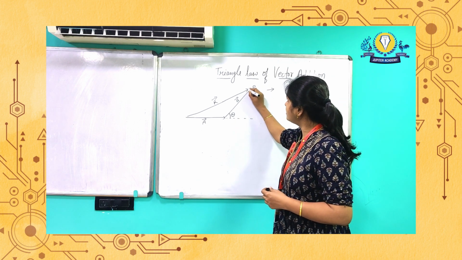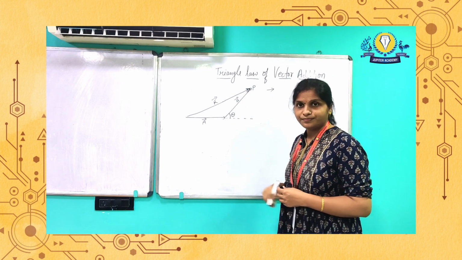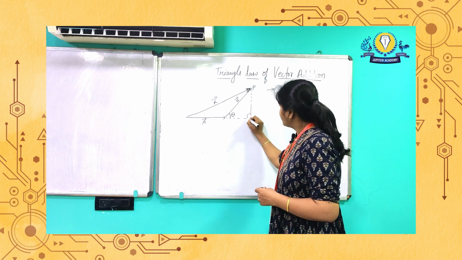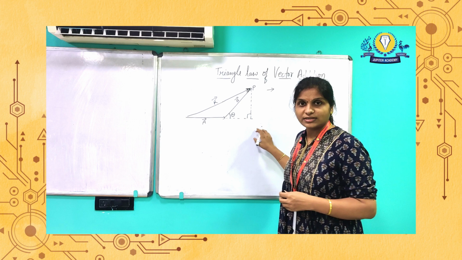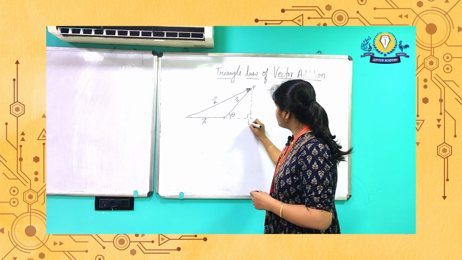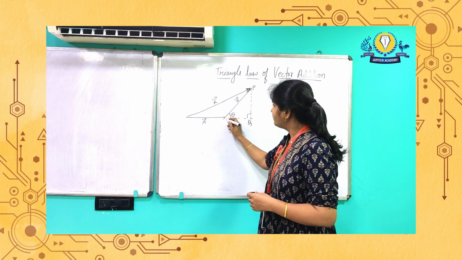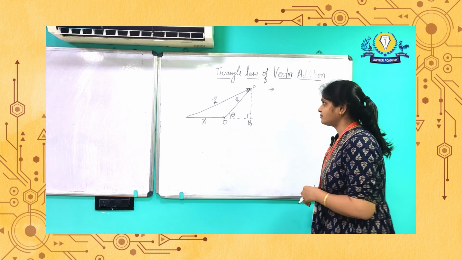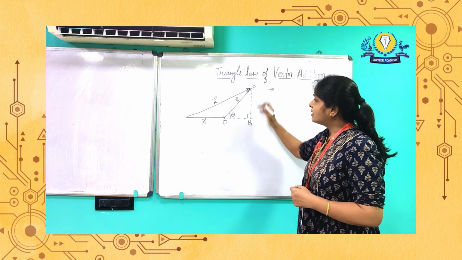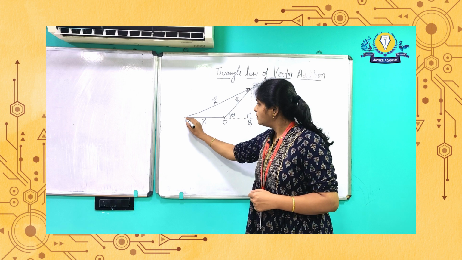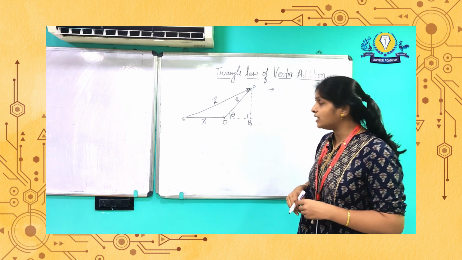Suppose this is point P. They are meeting at point P. We will draw one perpendicular on this axis, on this vector we can say. So this is PQ, and suppose this point is O. Fine. Okay. Can you see triangle PQS?